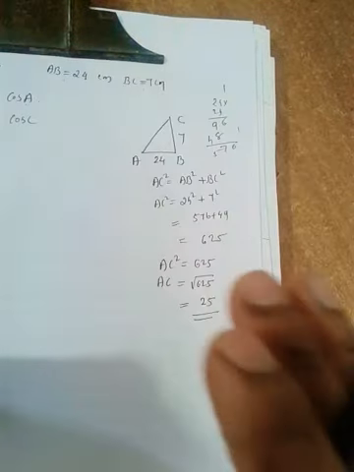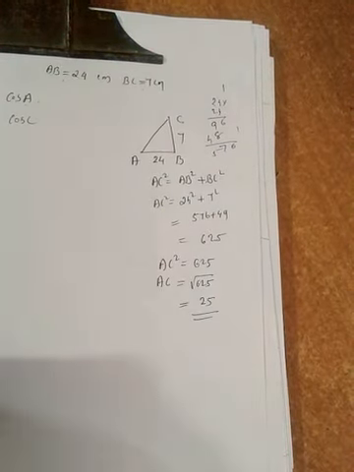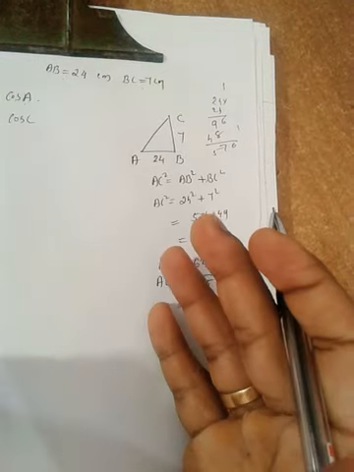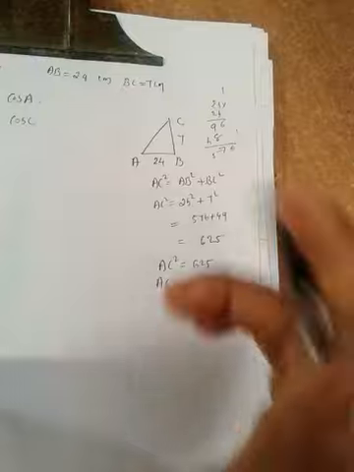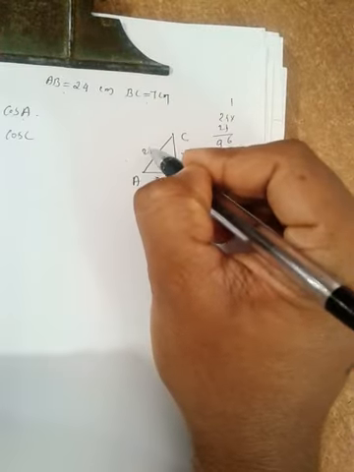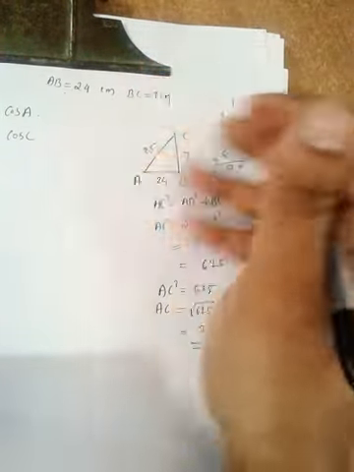You are supposed to apply. You cannot consume much time in each question. You're supposed to solve each question very fast. So we got the value of AC as 25. You can mark here just 25. You may have understood, no? Then we got all the three sides.